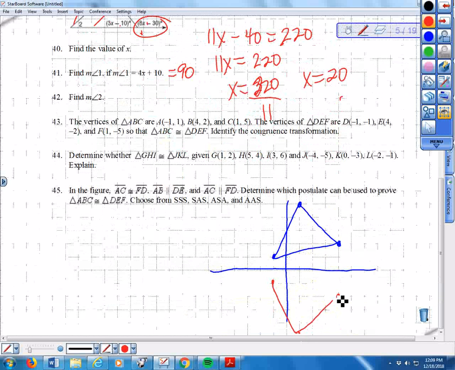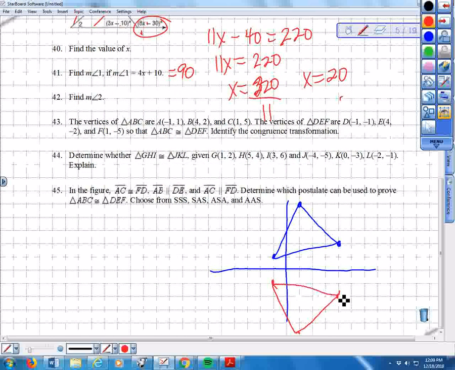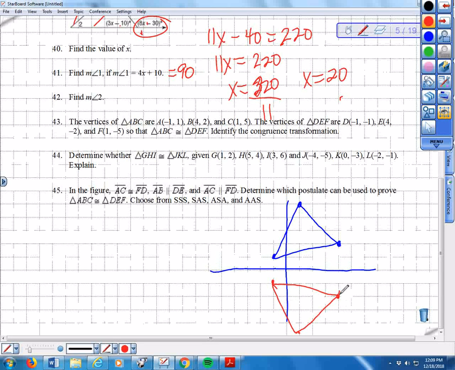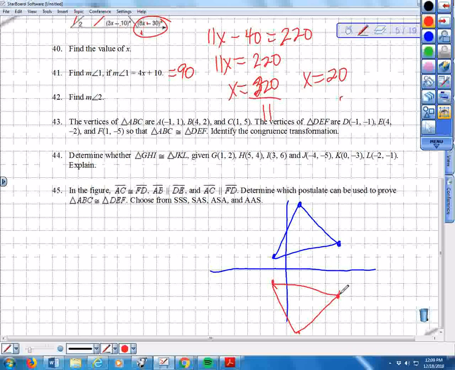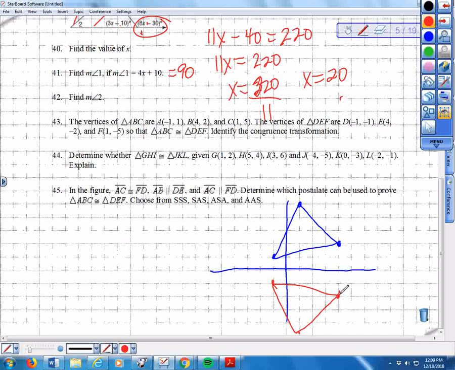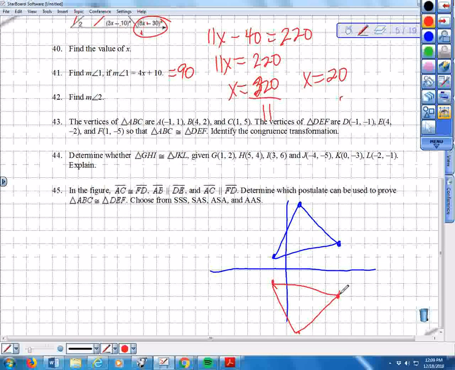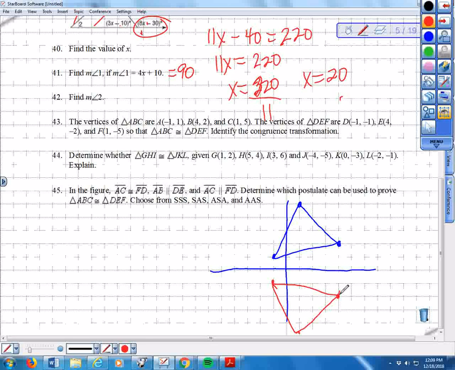Identify the congruence transformation. So how did I get from here to here? Did I rotate it? Did I reflect it? Yeah, I reflected it. Looks like it's reflected over the x-axis, right? They're just mirror images of each other.